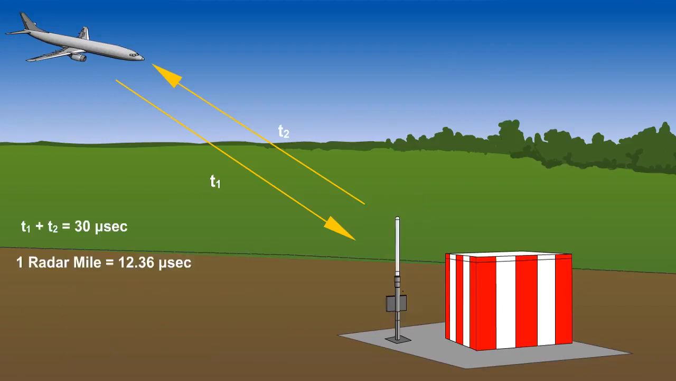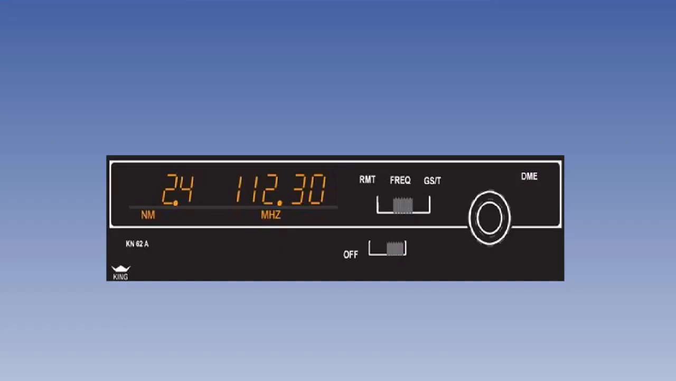A simplified way of calculating the range is based upon the fact that a radio wave takes 12.36 microseconds to travel a nautical mile in two directions, and this is known as a radar mile. So divide the time taken for the pulses to go and come back by 12.36, which gives the one-way distance. Pilots are not required to make these calculations in the air. The DME receiver and display unit carries out the conversion for us and displays the range in nautical miles.